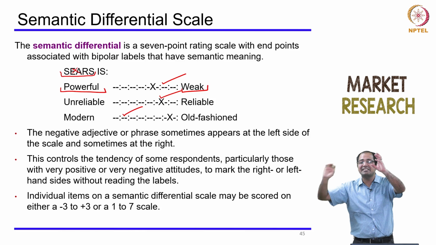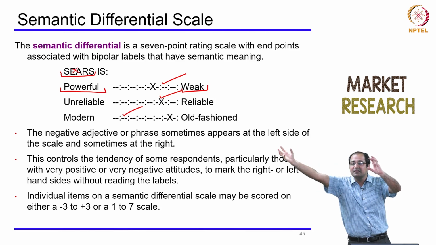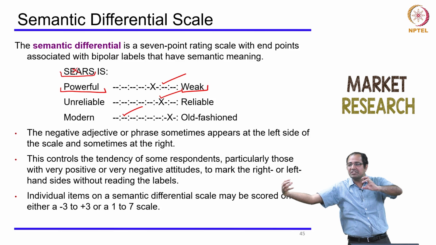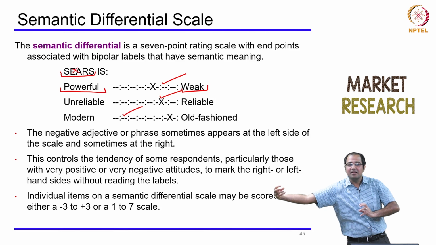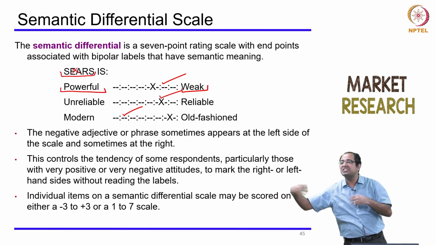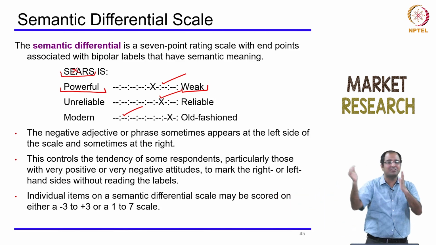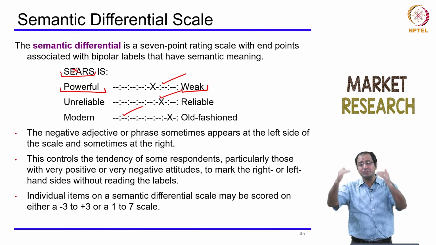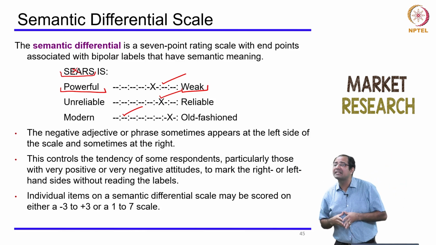If we write the opposite words on the other side, against youthful, old fashioned or aged. Against tasty, not at all tasty. Against active, lazy. So this is the difference. In the semantic differential, we use the opposite descriptors and tell the respondents to mark close to the descriptor they feel represents correctly.